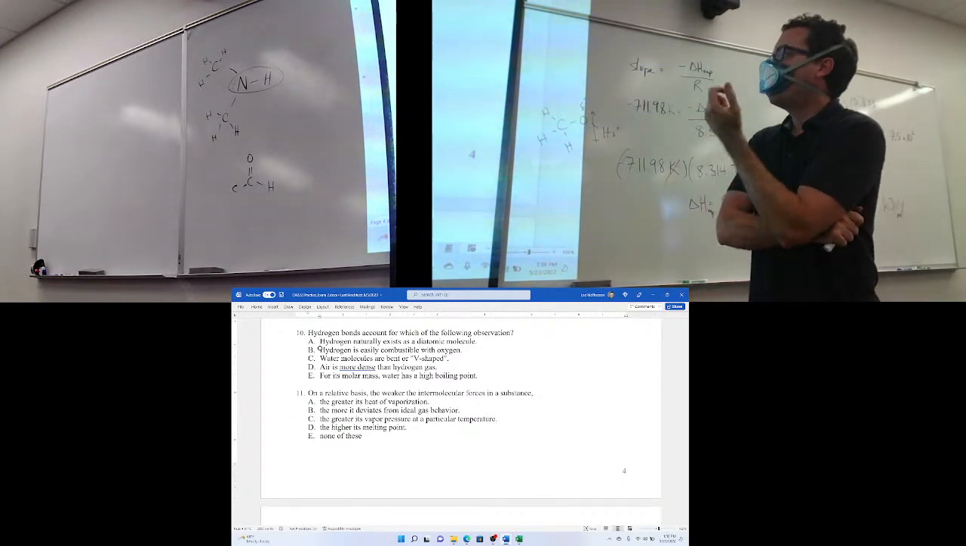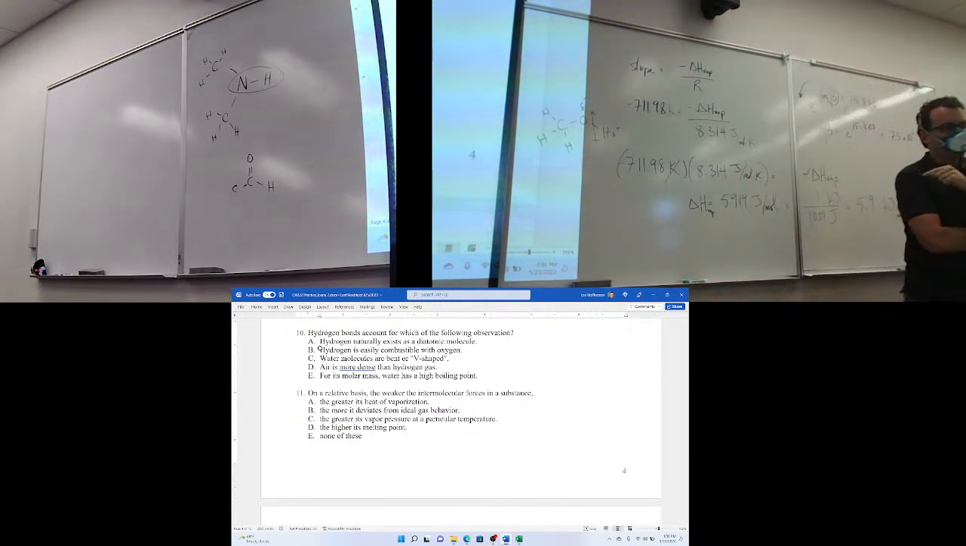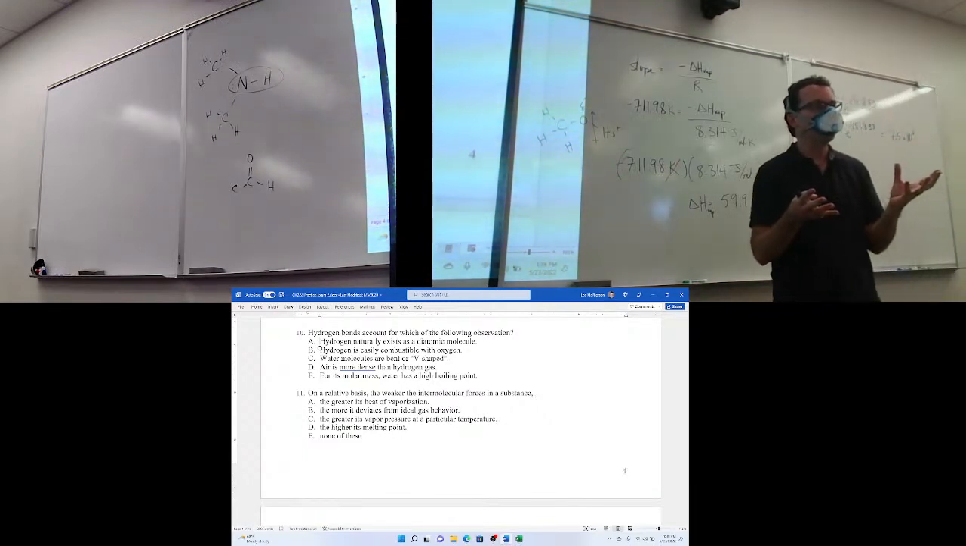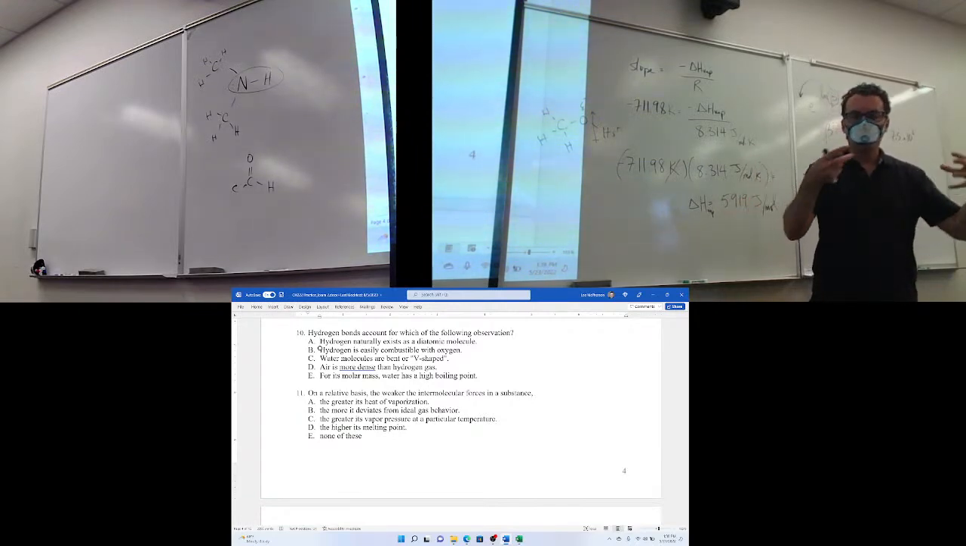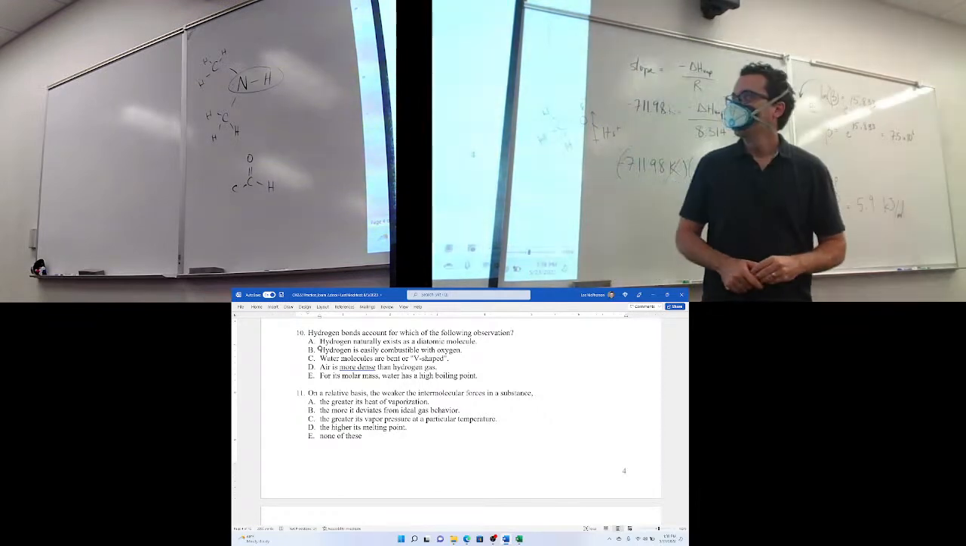The greater its vapor pressure at a particular temperature. So this is a tricky one. The more vapor it generates, that means the weaker the IMFs that hold the liquid together. If I've got two substances and one has very weak IMFs, that one's going to vaporize very easily. That one's going to evaporate very easily. So it's going to have a large vapor pressure. So that's it, C.